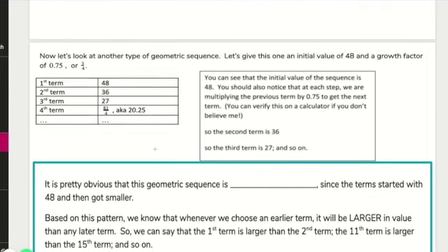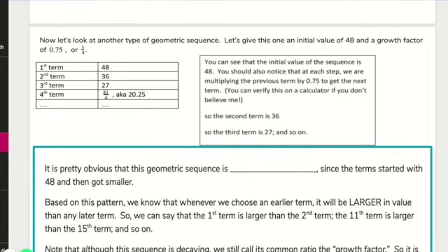Let's look at another type of geometric sequence. Let's give this one an initial value of 48 and a growth factor of 0.75 or 3/4. So again, our first term is 48. The next term is 36, 27, 81/4, or 20.25, and so on.